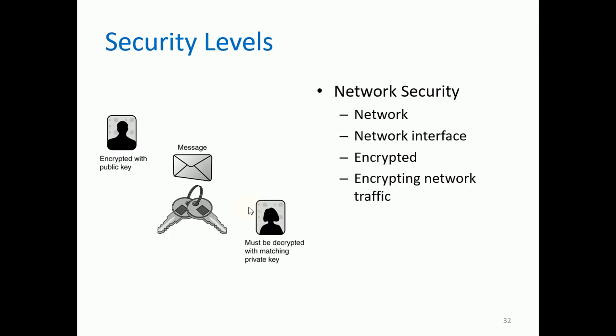For network security, it has something to do with the network and also the network interface. For network security, you have to use encryption, and we also encrypt network traffic. We have an example here. This person encrypted the message with a public key, and then it is sent to the intended user. For the intended user to read the message, he or she must decrypt it with the matching private key. If he or she does not have the matching private key, it means the message is not for him or her.